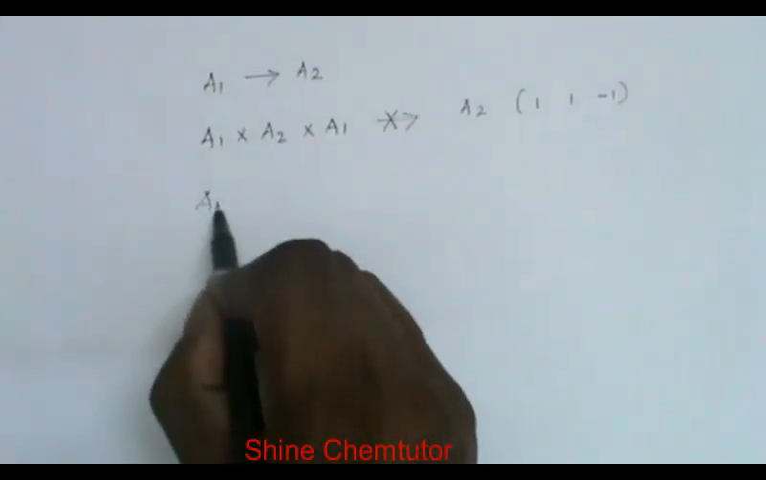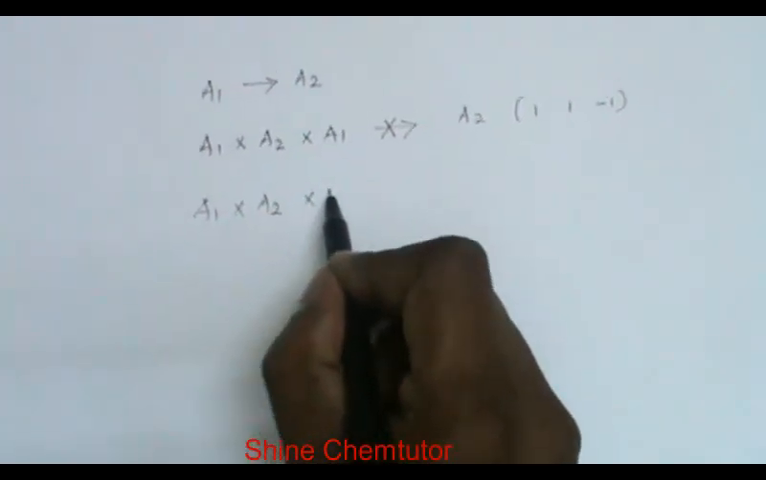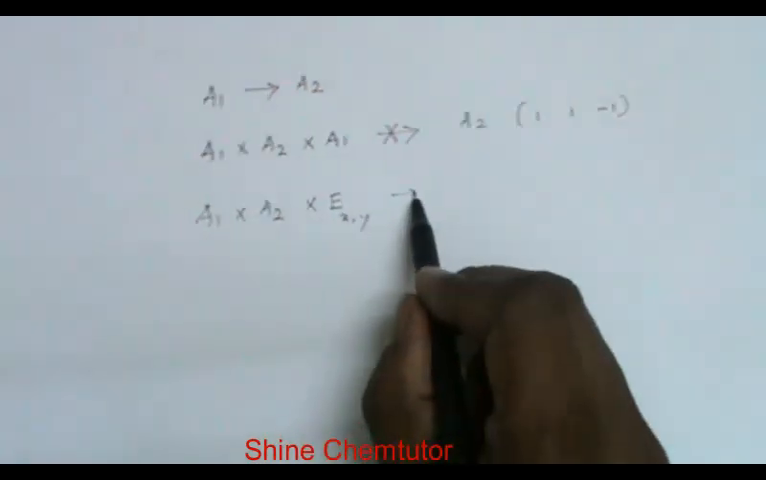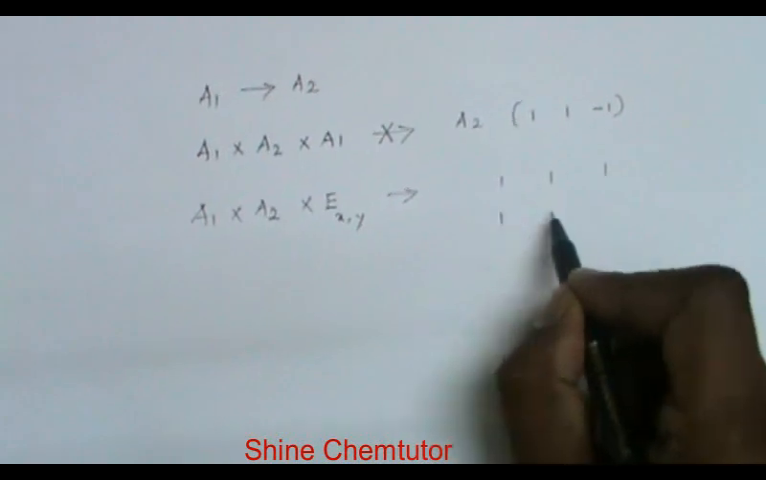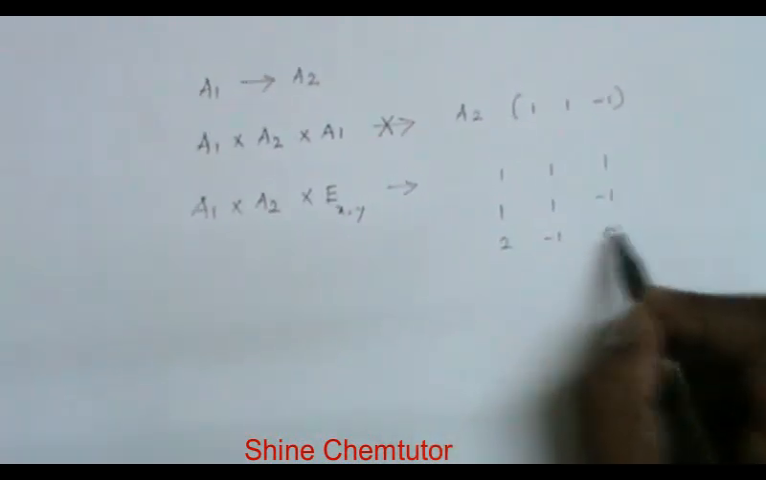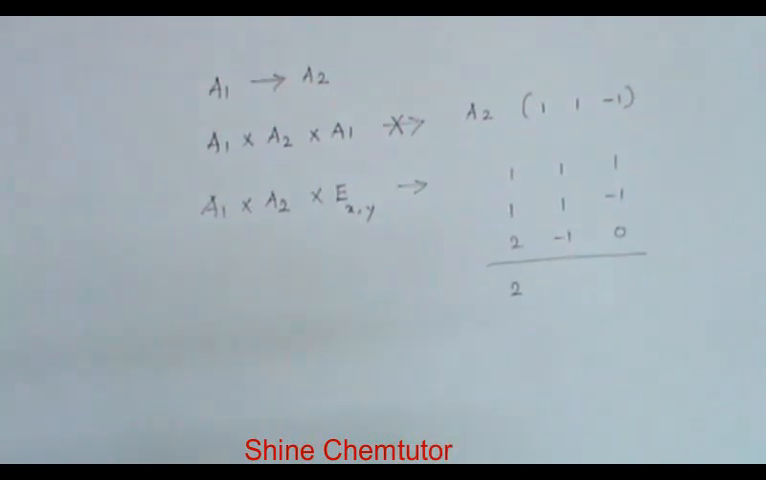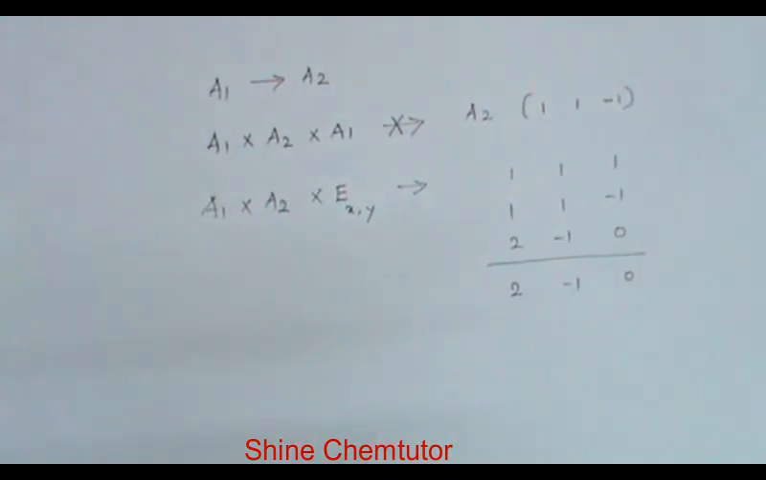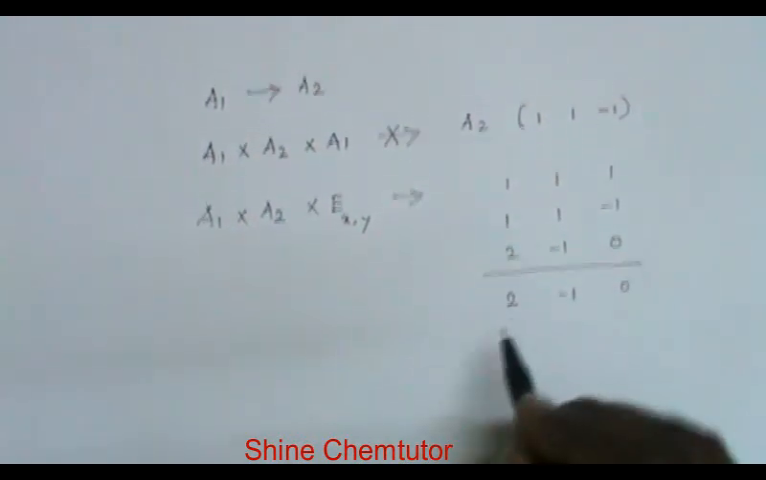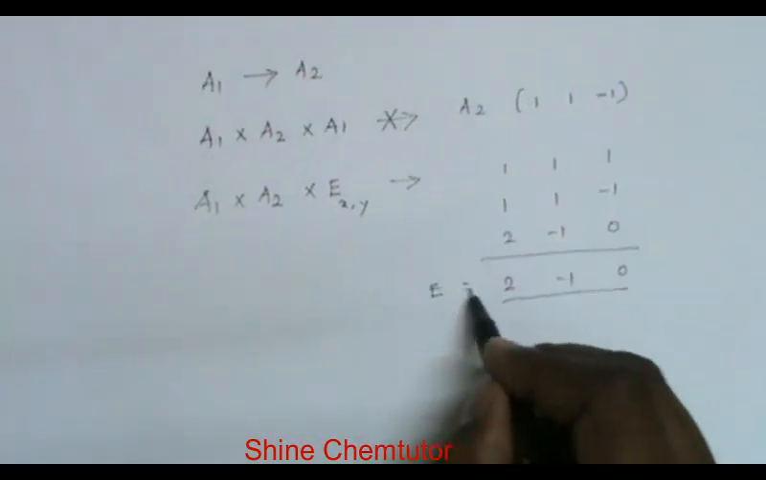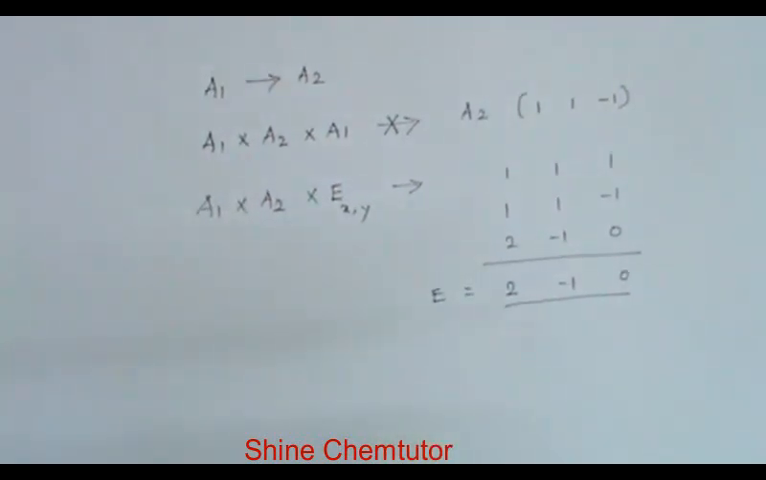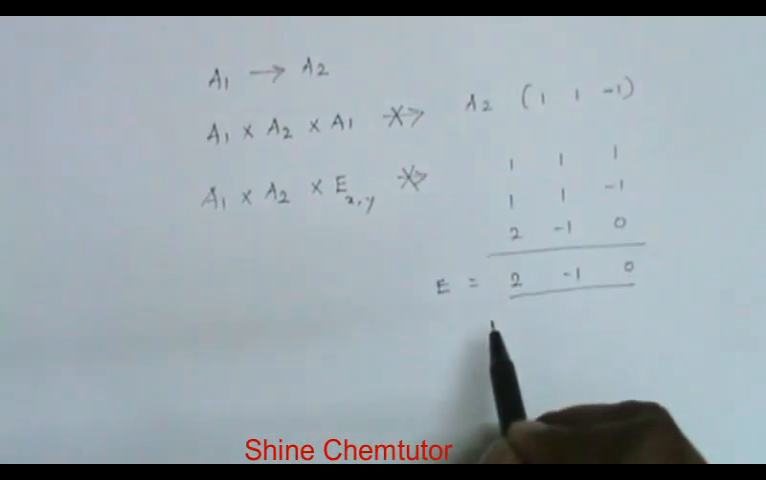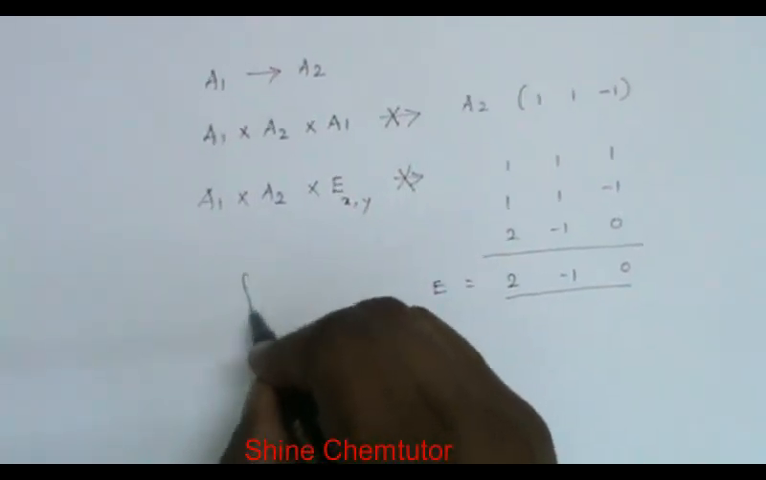Let's go for A1, A2 and E. This is for the x and y coordinates. When I do this, what I get is 2, minus 1, 0. Here I have got E. Further, it cannot be reduced. So the first one is not totally symmetric, and this also is not totally symmetric. Because of that, this particular transition is forbidden.